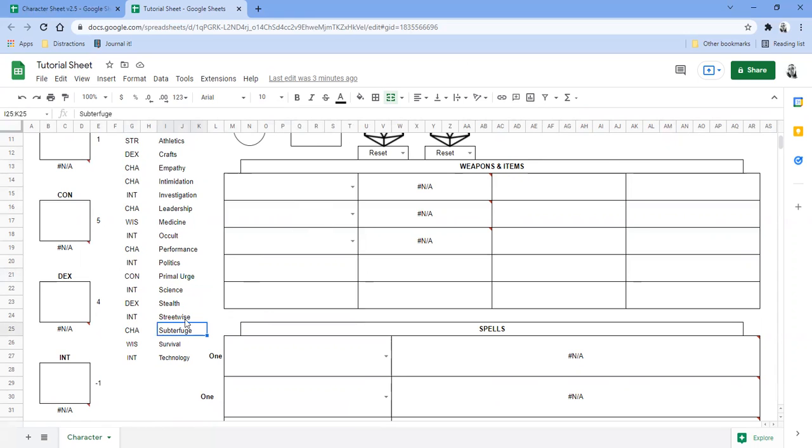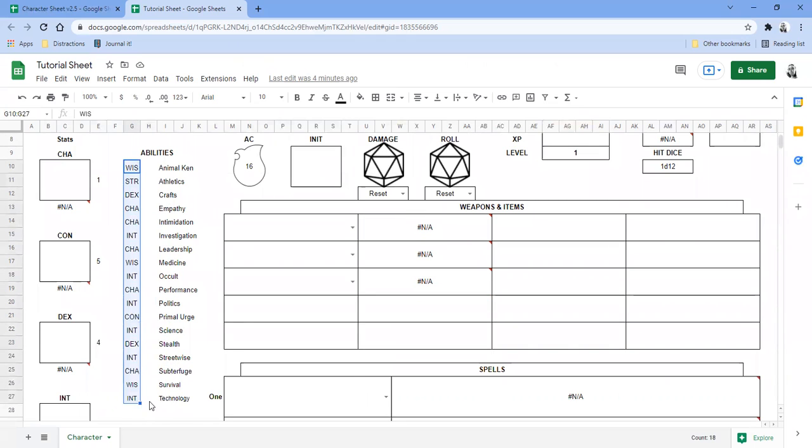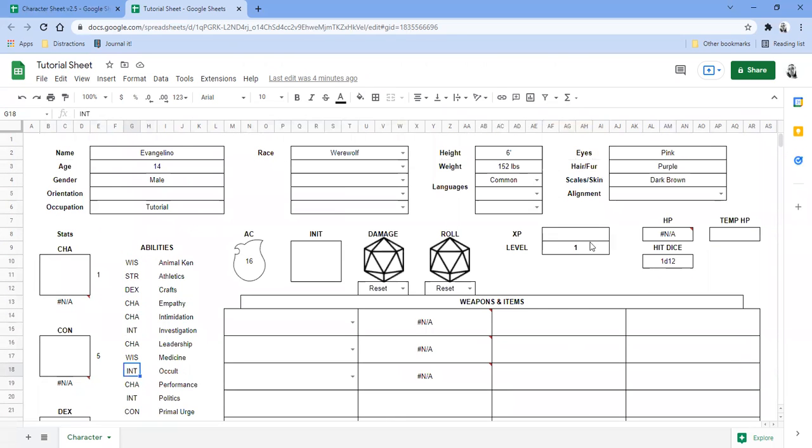Subterfuge is just a fancy way of saying lying. Streetwise is just surviving in the city. Technology, the rest of it's kind of simple. So these are references as to the most common things you'll be rolling. So I want to find out more about the occult for this specific mission. Okay, so you're going to roll that. That's also going to be tied to intelligence. So how do we find out what your scores are? Excellent question.